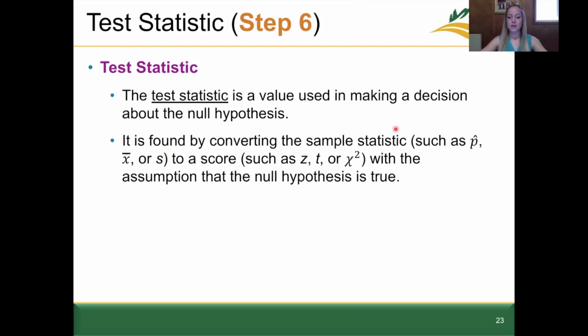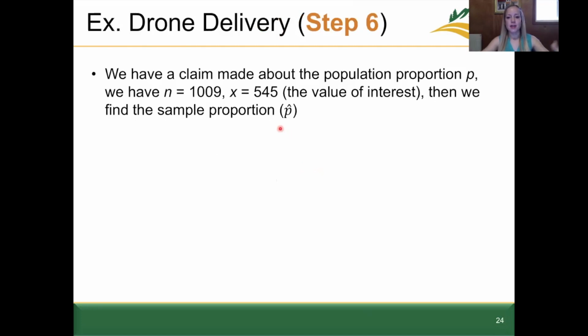In converting the sample statistic into a score, which we'll do in step 6, we will do so with the assumption that the null hypothesis is true. Let's do this now for our example. So we have a claim made about the population proportion, or lowercase p. We had our total number of consumers, that's 1,009. We were asked about 545 consumers specifically out of that 1,009. So in assigning this meaning of an x value, that's our value of interest.